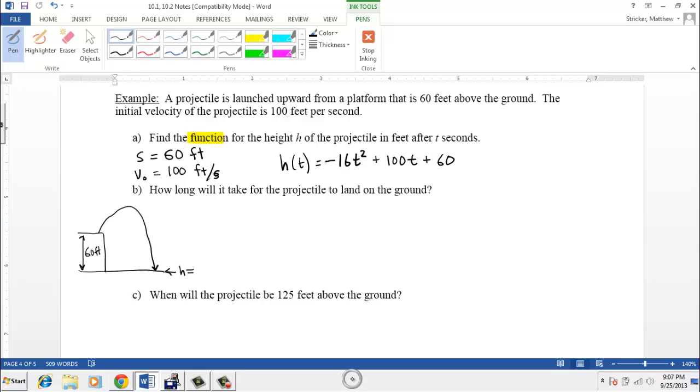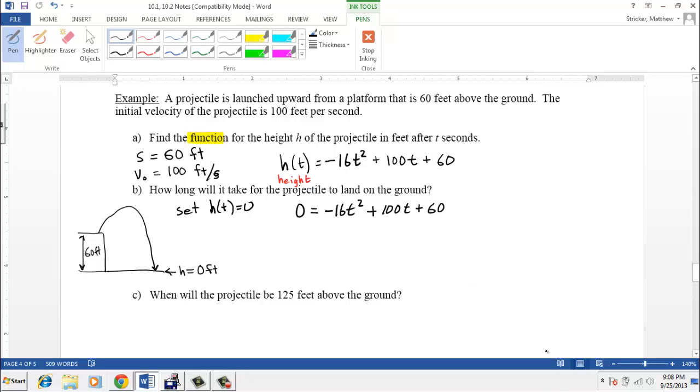Well, it's on the ground. It's not above the ground, it's on the ground, so the height is 0 feet. If I look at this function up here, where's the height? The height is a function of time, so this left-hand side is the height that we're talking about. So that means we're going to set h of t equal to 0. We're going to have 0 be equal to negative 16t squared plus 100t plus 60.